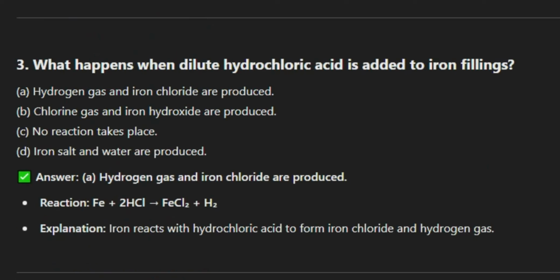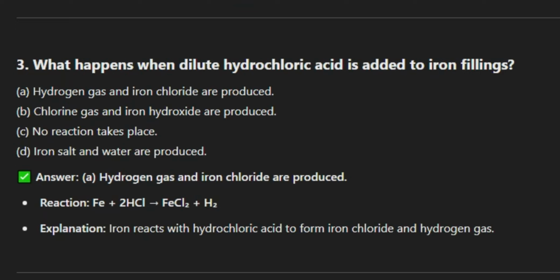3. What happens when dilute hydrochloric acid is added to iron filings? A. Hydrogen gas and iron chloride are produced. B. Chlorine gas and iron hydroxide are produced. C. No reaction takes place. D. Iron salt and water are produced. Answer.